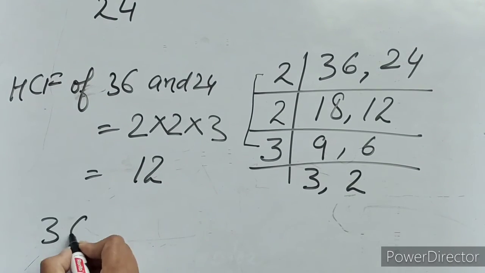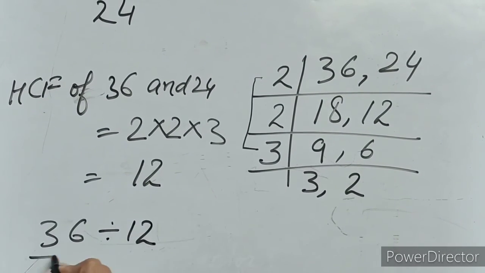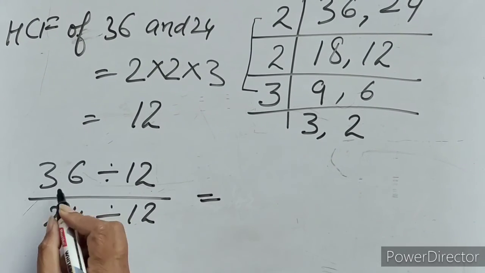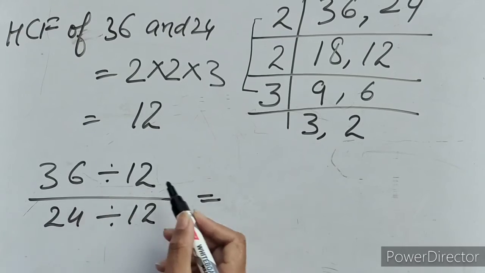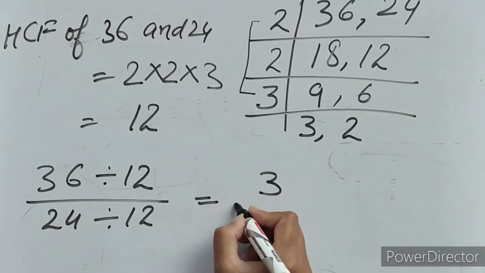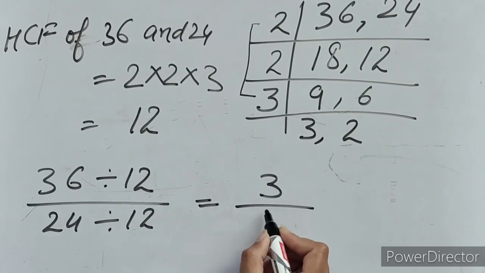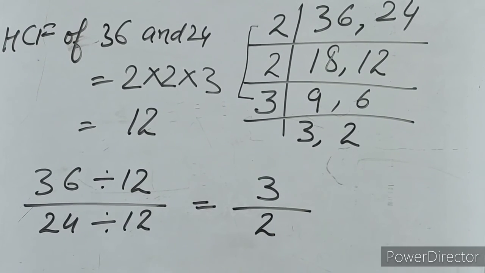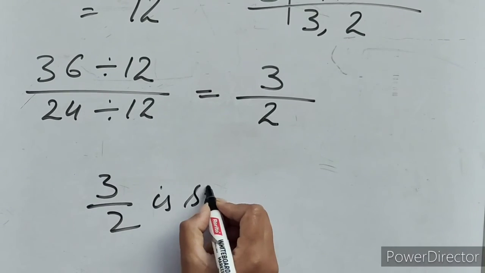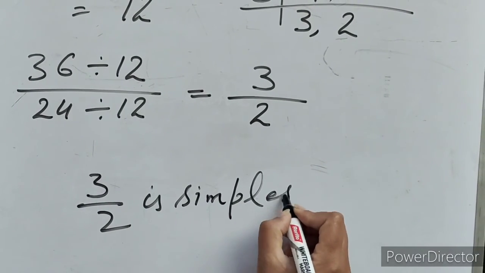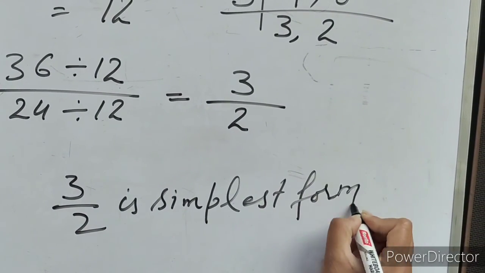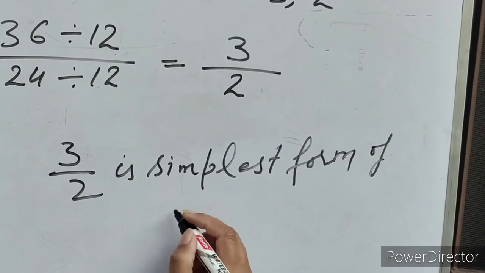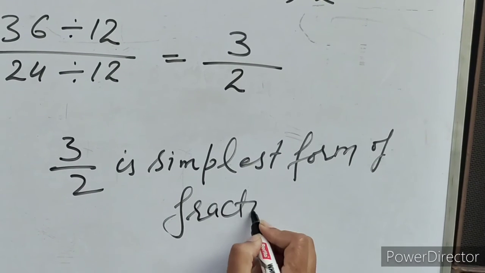So we divide both numerator and denominator by 12. 36 divided by 12, we get 3. 24 divided by 12, we get 2. 3 over 2 is the simplest form of the fraction, because 1 is the only common factor in numerator and denominator. There is no other number common between numerator and denominator of 3 over 2. So 3 over 2 is the simplest form of the fraction.